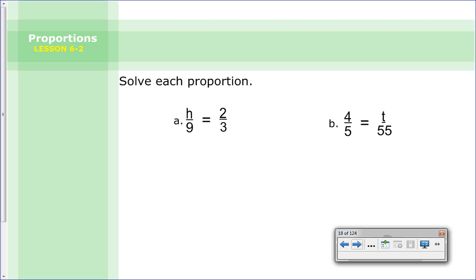And here we have a and b. I would like you to solve both of these now. Go ahead and use cross products, and when you are all done, go back and check your answer. So go ahead and pause me now.